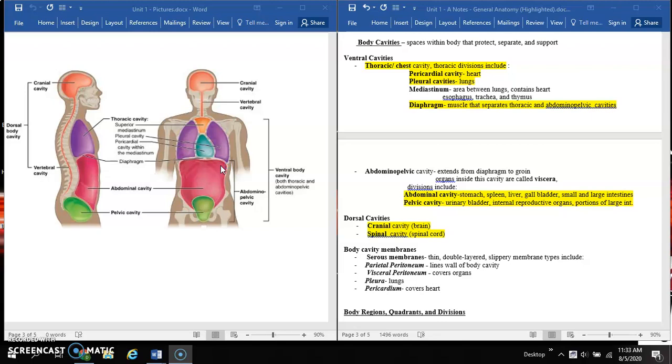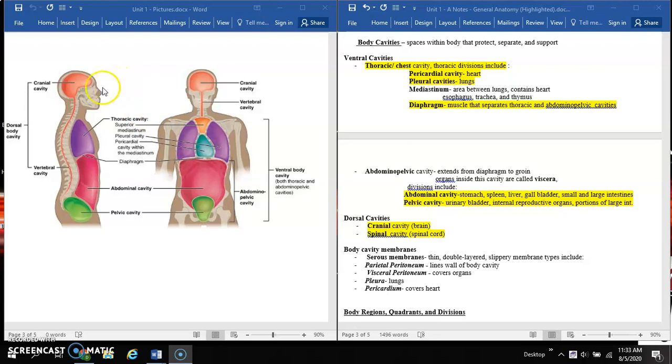The pelvic cavity is at the bottom here that kind of sits in the bowl of your pelvis. And that's where your urinary bladder is. That's where the female reproductive organs are. And where the large intestine exits the body, it passes through the pelvic cavity there. But collectively, these two are called the abdominopelvic cavity.